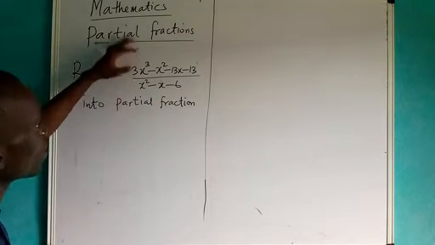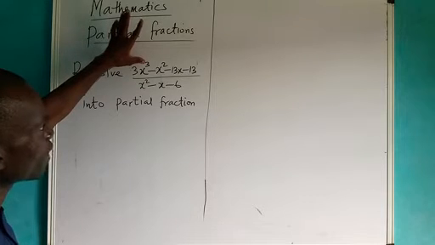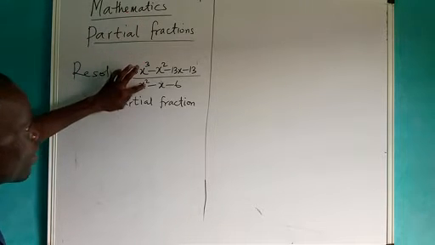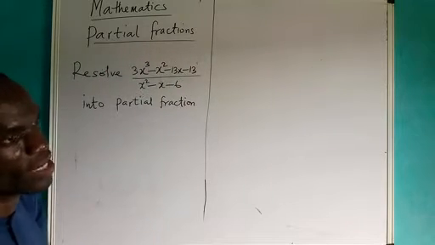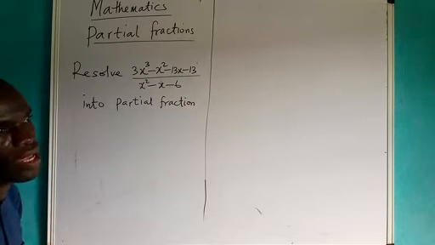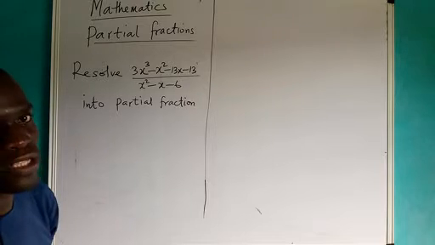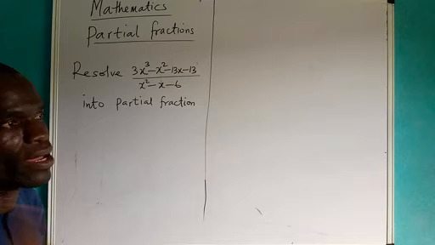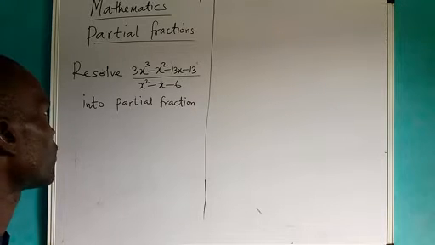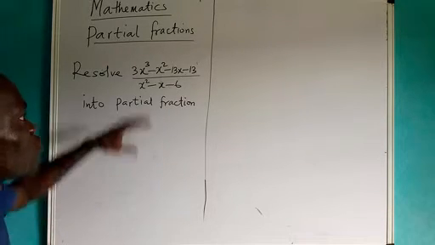Now, looking at this one, you can see that the highest degree in the numerator is 3, which is quite a bit higher than the denominator. Therefore, I cannot go directly and split it into partial fractions. I need to use the long division method first to resolve this, after which I will split it into partial fractions. Meaning there are 2 steps required to solve a problem like this.